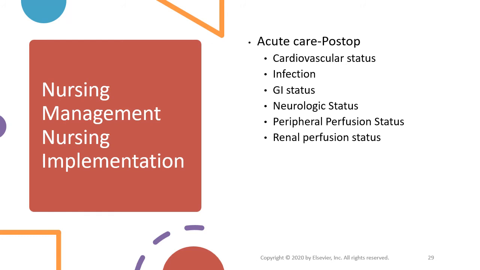Our renal perfusion status is also very important, so we want to do hourly urinary outputs and an accurate I&O. We want to do daily weights, check CVP pressures, and check our BUN and creatinine. We want to look for decreased renal perfusion, which may occur if there's an embolization of plaque of the renal arteries, hypotension, or prolonged aortic clamping or blood loss.